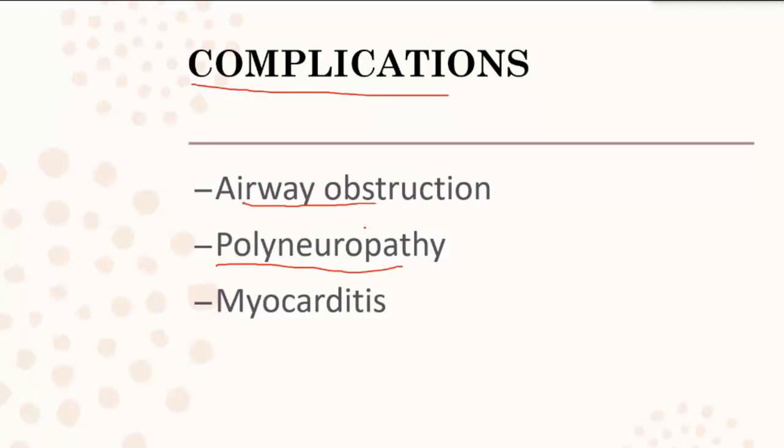This will be released into the circulation and will cause polyneuropathy in addition to myocarditis. So these are the toxin-mediated manifestations, polyneuropathy and myocarditis, but the other manifestations are the usual ones as a result of multiplication and necrosis of the cells.